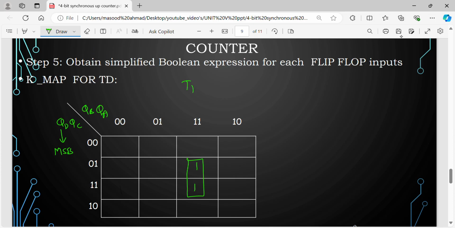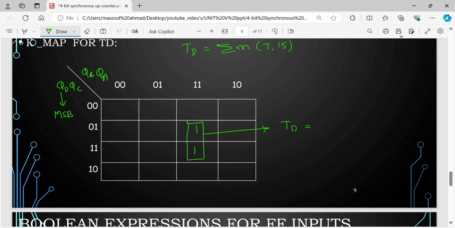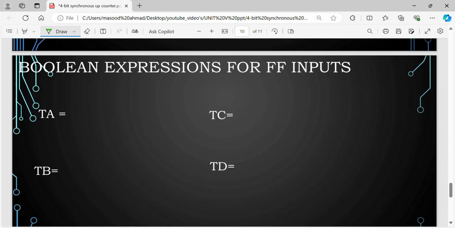So here is the expression for TD. TD is sigma m of 7 comma 15. The expression that I am going to get is TD is nothing but QC QB QA. Okay, this is the expression. So TA is 1, TB is QA, TC is QB QA, TD is QC QB QA.